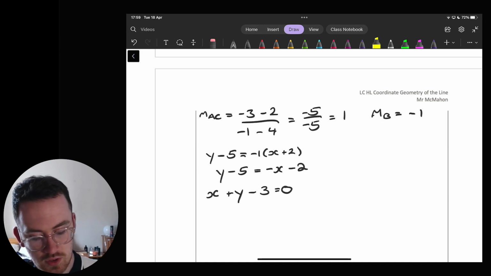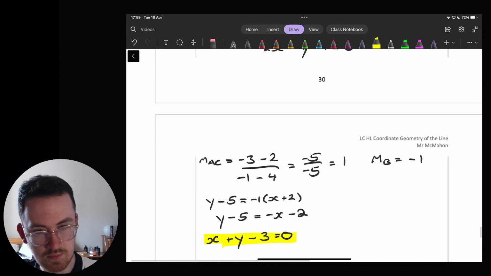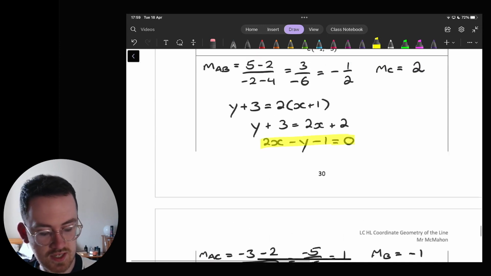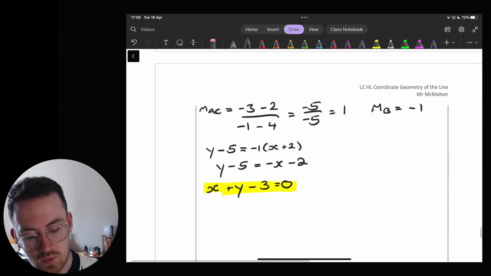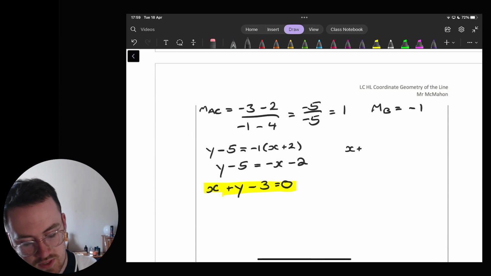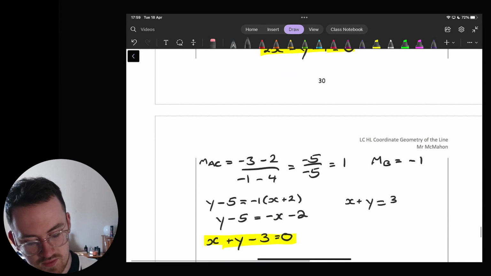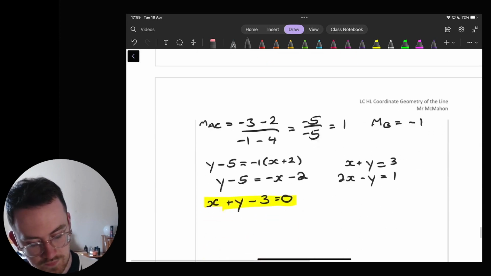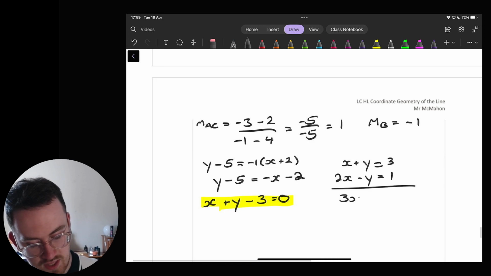Now that we have our two equations here, so we have x plus y minus 3 and 2x minus y minus 1, we can do a simultaneous equation here. So I'm going to rewrite so that we have x plus y plus number. So I get 3x is equal to 4. So x is equal to 4 over 3.